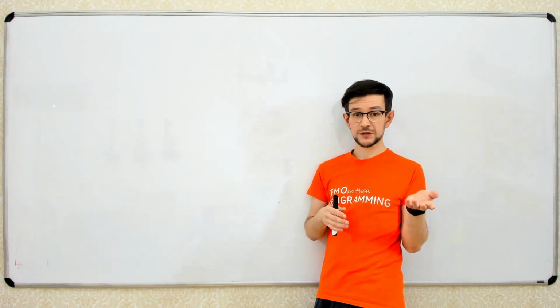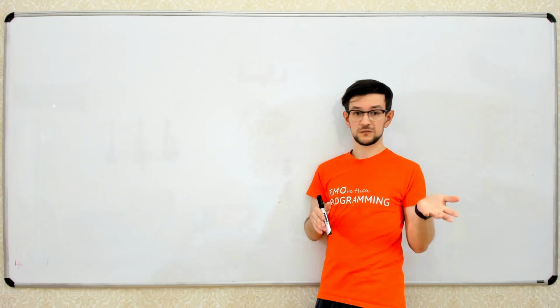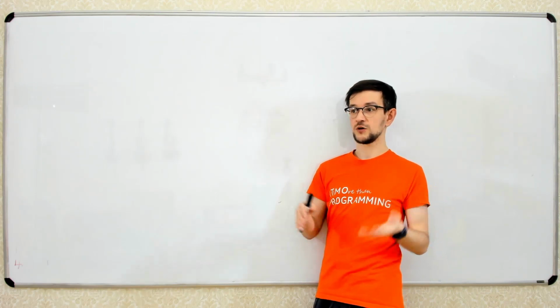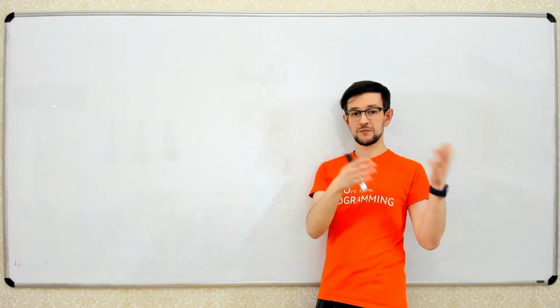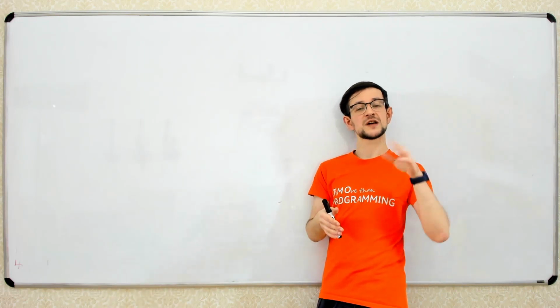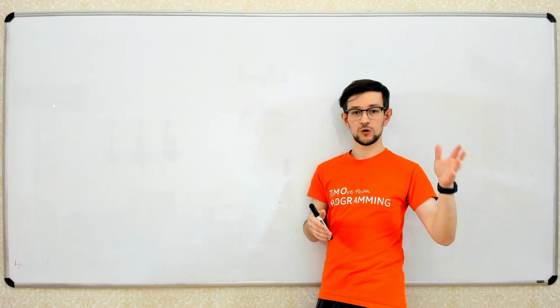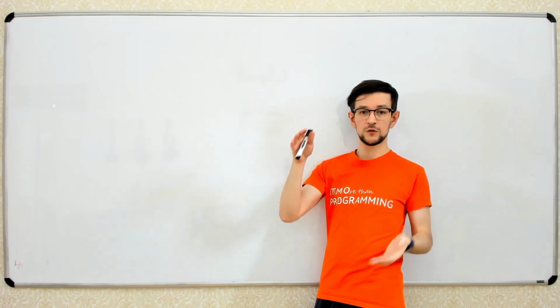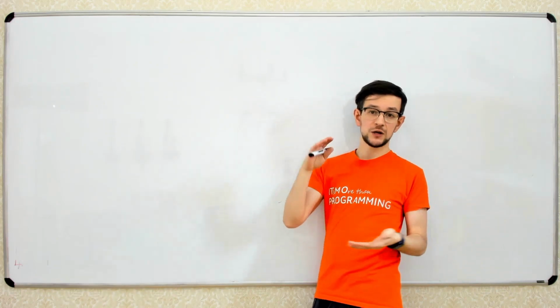We discussed treaps. A treap is also a simple data structure. You have a tree, you maintain a very simple property, and by assigning random keys to your nodes, you keep the expected height of this tree logarithmic.